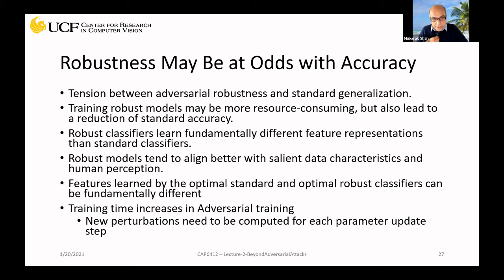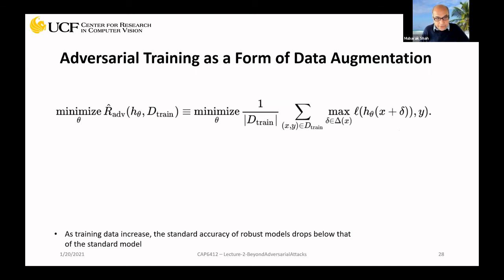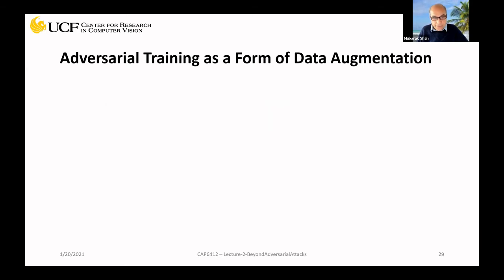The other point is that, as we mentioned, we have these extra resources needed for adversarial training, so it needs more training time. Now, just to recall, this is the way we are training the robust classifier. As training data increases, the standard accuracy of robust models drops below that of the standard model. So that's the point here.